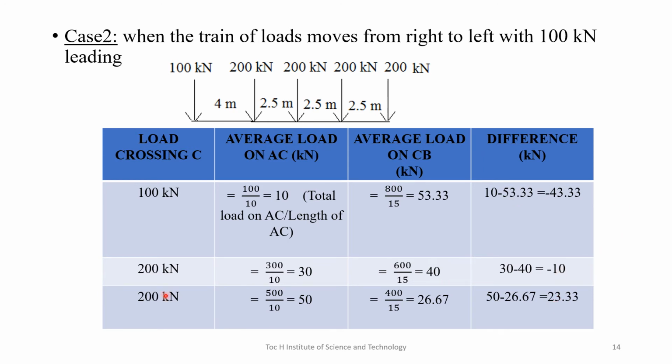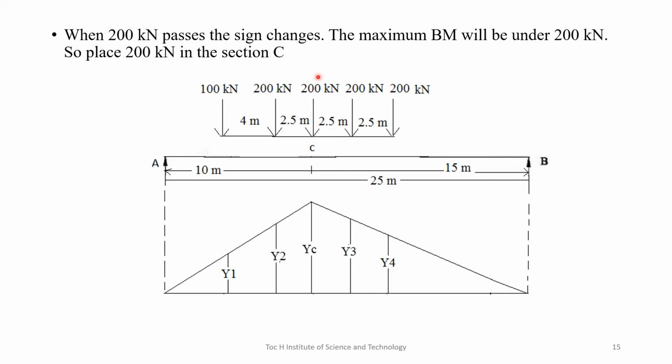So under this 200 kilonewton the maximum moment will occur, so place this 200 kilonewton at the section C to get the maximum bending moment. I am placing this second 200 kilonewton at the section C and drawing the influence line diagram for bending moment. Here YC is Z into L minus Z by L, which we found earlier, and the load ordinate corresponding to 100 is Y1, corresponding to 200 is Y2, corresponding to the next 200 is YC, and this 200 is Y3 and the last 200 is Y4.